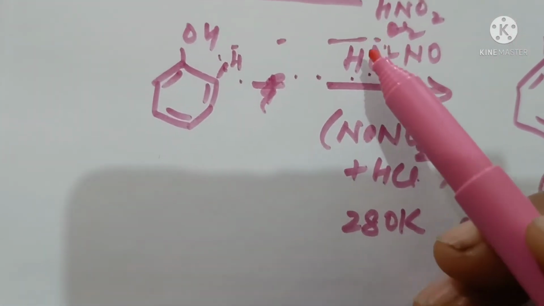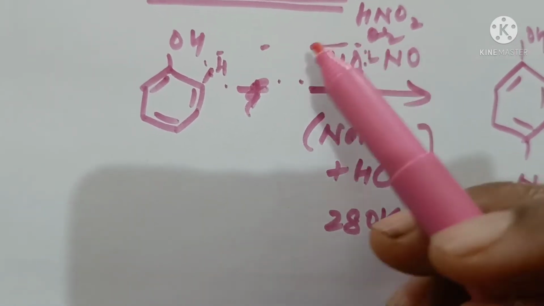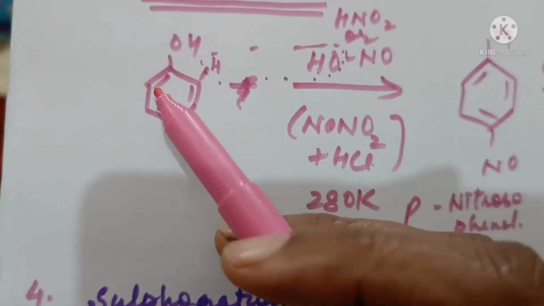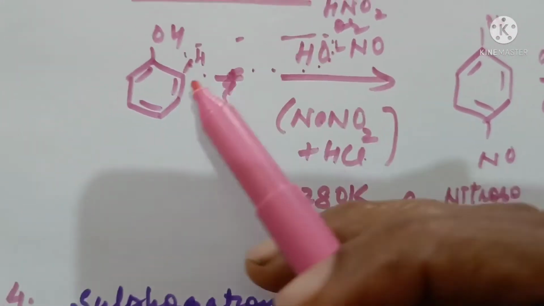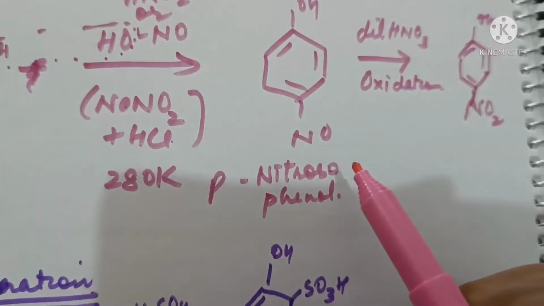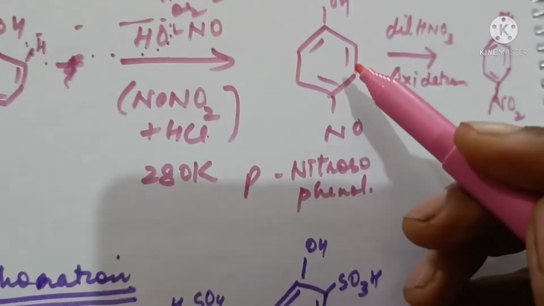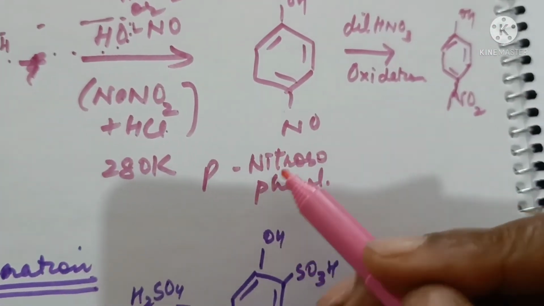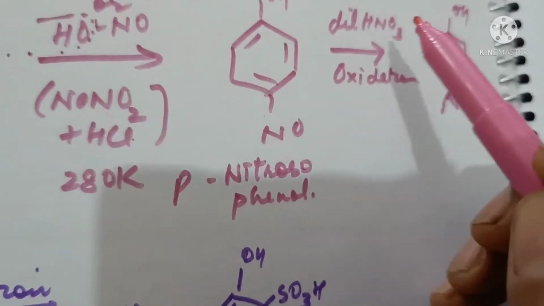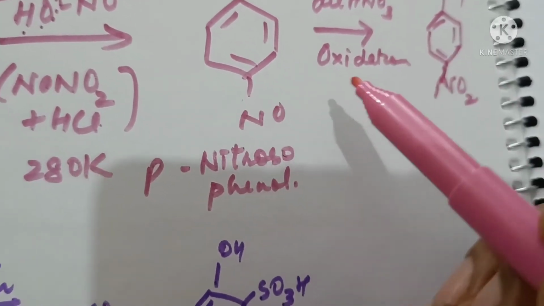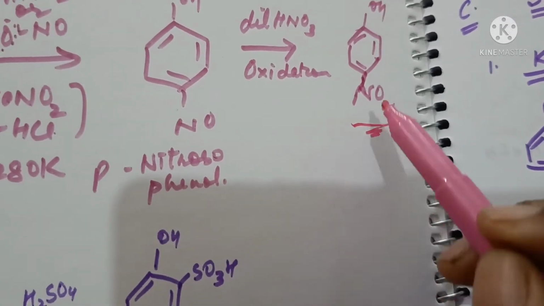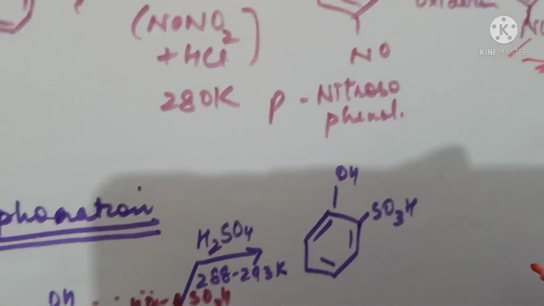and HCl. So the OH of nitrous acid will react with the H of the phenol to form water, and the nitroso group is attached in its place. Now the para product, para-nitrosophenol, is obtained in larger amounts, whereas the ortho is obtained in very small amounts. If we react para-nitrosophenol with dilute nitric acid, it undergoes further oxidation and forms para-nitrophenol. So this is a very good method of preparing only this component in large amounts.